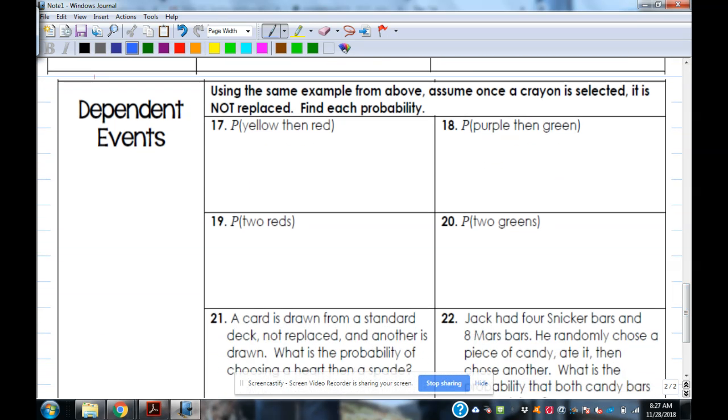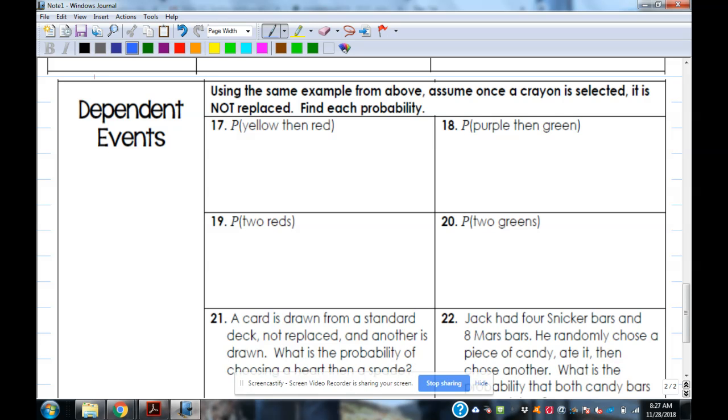It says these next ones are dependent events. Why are they dependent? Not replaced. The words "not replaced" are in the instructions there. So we're using the same example above, the same sample set with the bag of crayons. So we didn't have to read that. Okay, so we still have 32 crayons, and the same number of yellows, reds, purples, and greens.